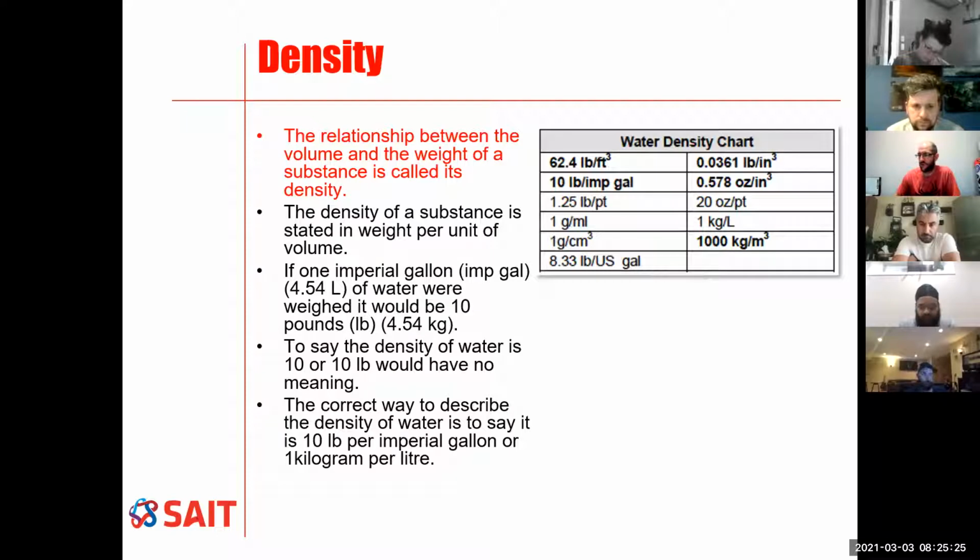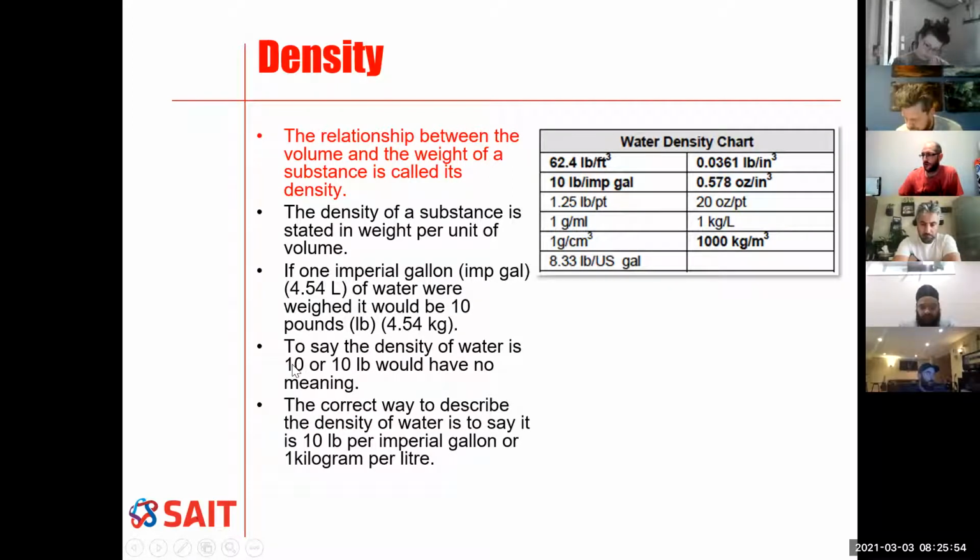Now, the relationship between the volume and the weight of the substance is called density. We know that density, by definition, is a substance stated in weight per unit of volume. So pounds per cubic foot, pounds per cubic inch, kilograms per cubic meter. Here is the density of 1 imperial gallon of water: it's 10 pounds per gallon.